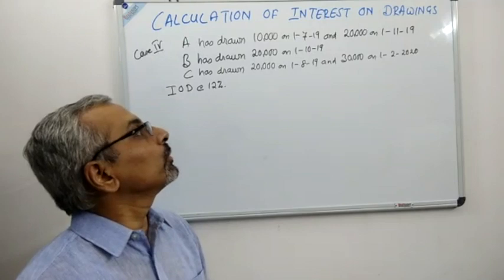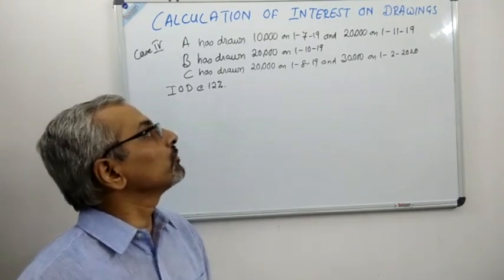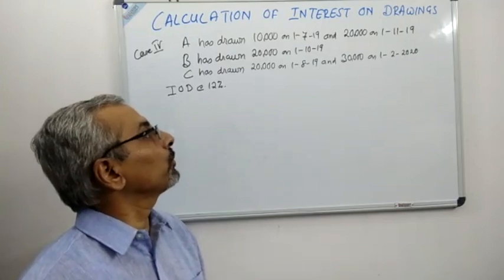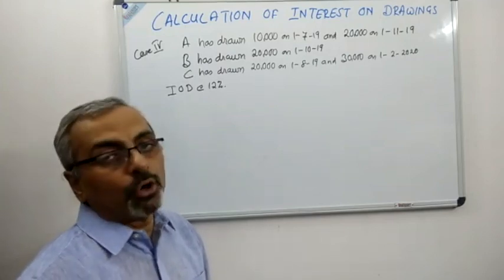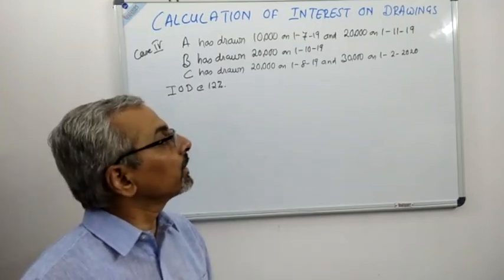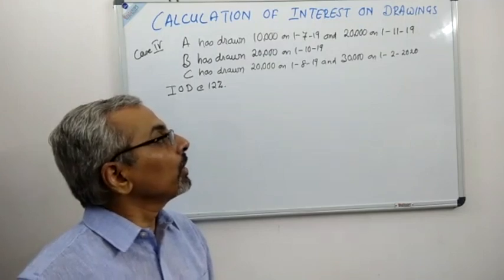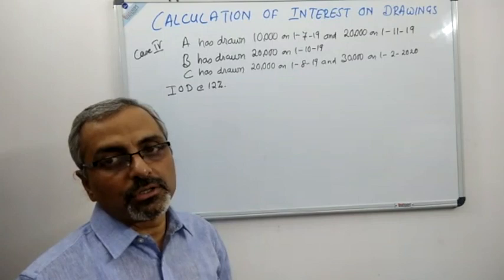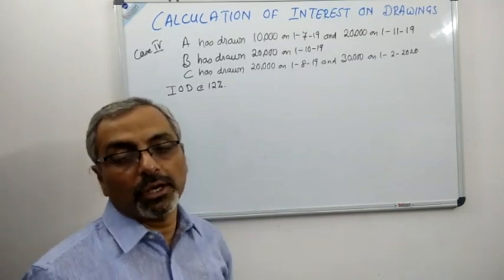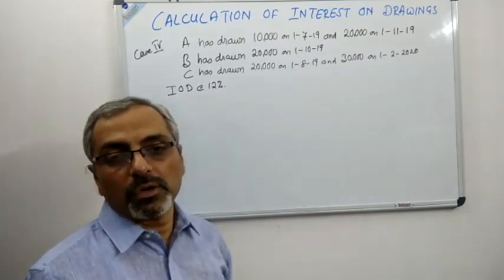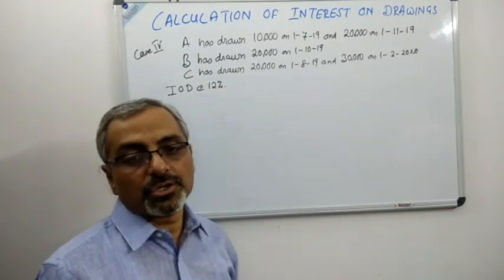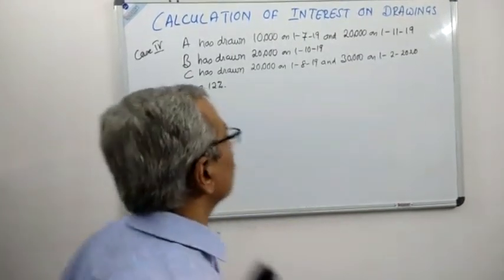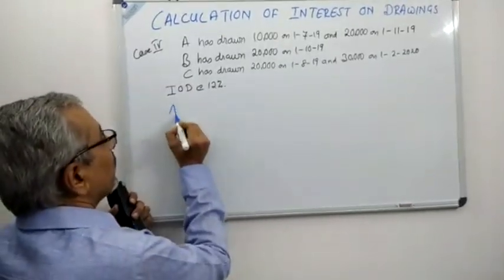B has made only one drawing, 20,000 on 1st of October 2019, and C has drawn 20,000 on 1st of August 2019 and 30,000 on 1st of February 2020. Taking these into consideration, we will calculate the interest on drawing for all the 3 partners. 12% is the rate which has been mentioned in the question, which I have taken in all the 4 cases. Now let us start with the calculation of A.